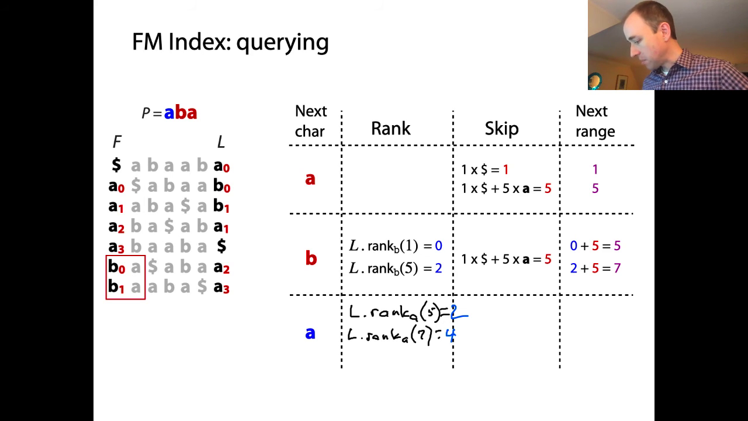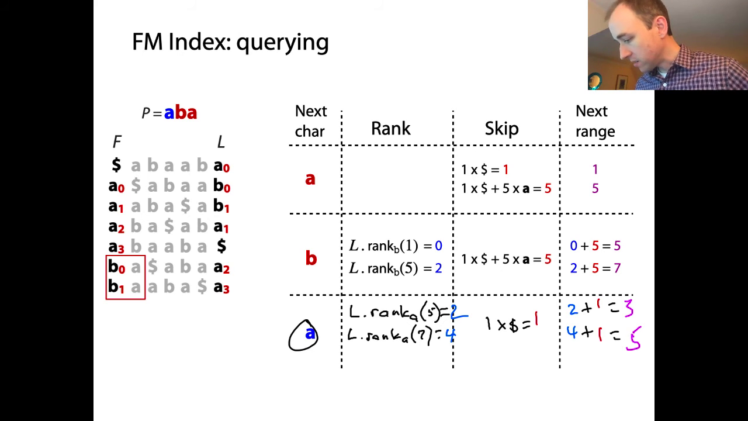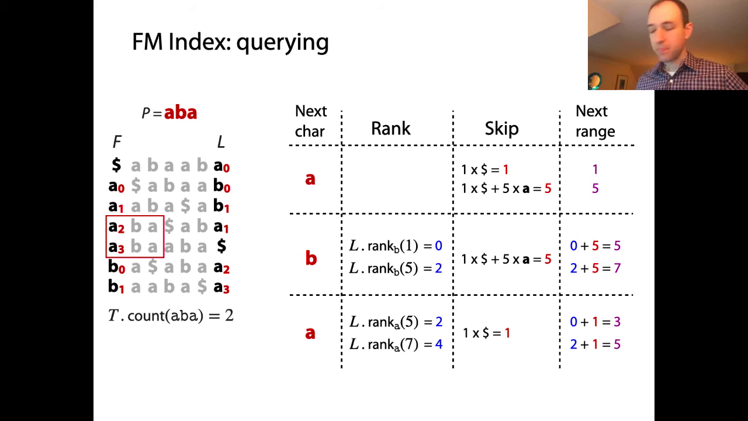And now we need to figure out how much to skip. The query character is A this time, so we're only skipping the $ sign. So the skip is just 1. The additions we have to do here are 2 plus 1 and 4 plus 1. So we'll get 3 and 5. And these will be our final answers. So what rows are those? Well, that's these, the rows that start with ABA. So that's the process.